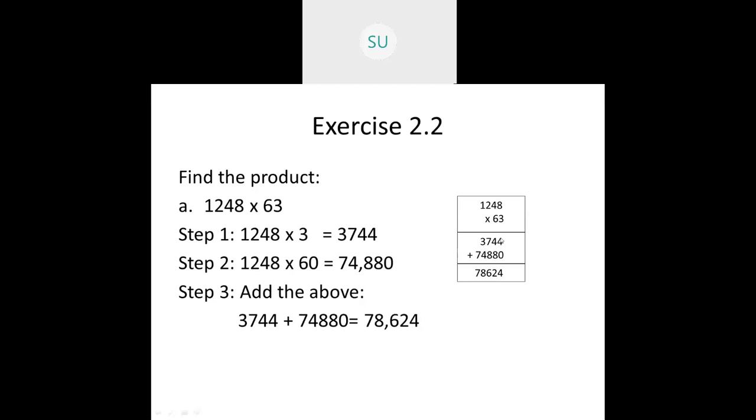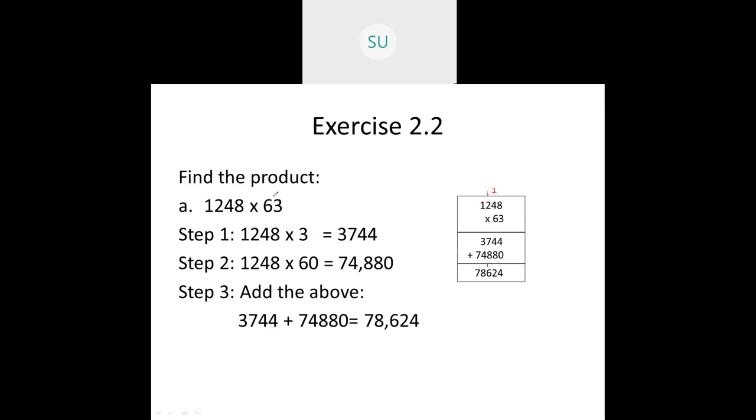So you know 3 8s are 24, correct? So you write down 4 and carry over 2 here, and then 3 4s are 12. So 12 plus 2 is 14, so carry over 1. Then 3 2s are 6, 6 plus 1 is 7, and 3 1s are 3. So 3 7 4 4.